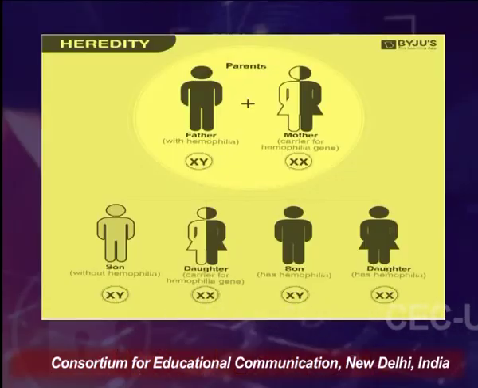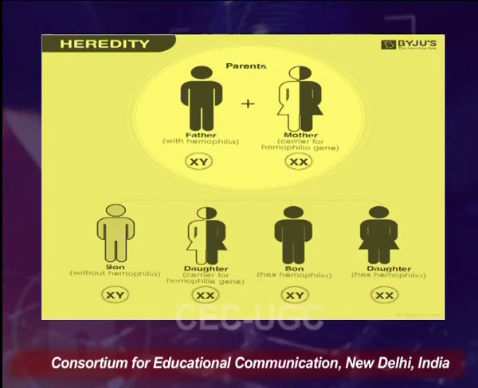When we talk about heredity, we consider that it consists of the parents. One is the father having sex chromosome XY, and the other is the mother having chromosome XX. Supposedly the father has the condition hemophilia and the mother is a carrier. So depending upon which traits or which alleles are passed to the next generation, will this disease be carried to that particular child or not?